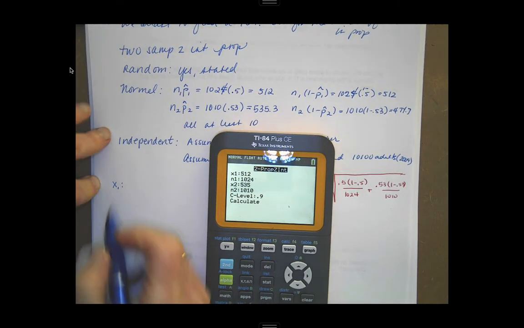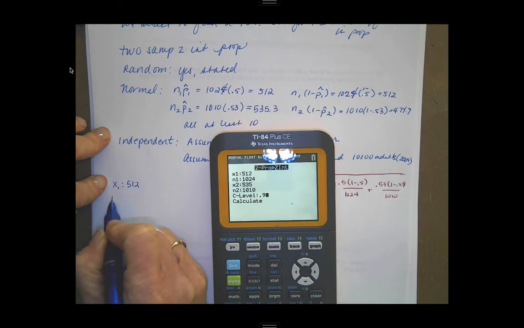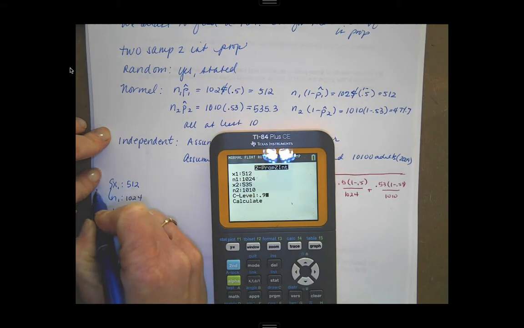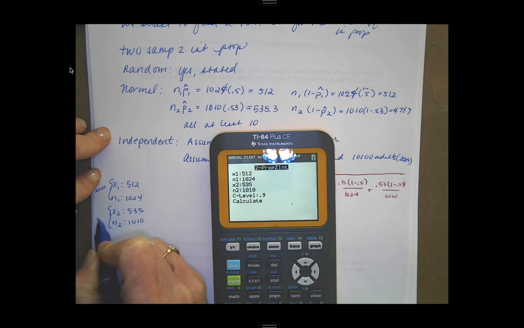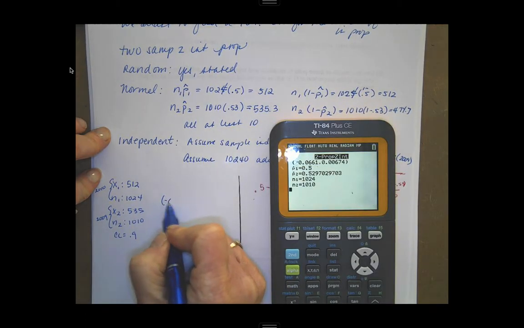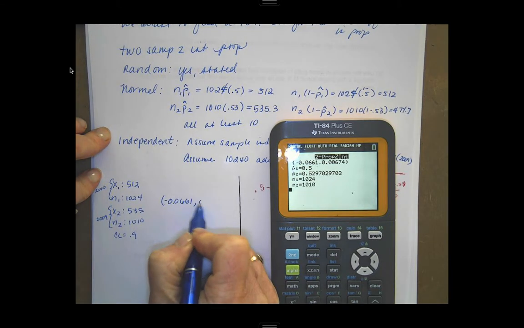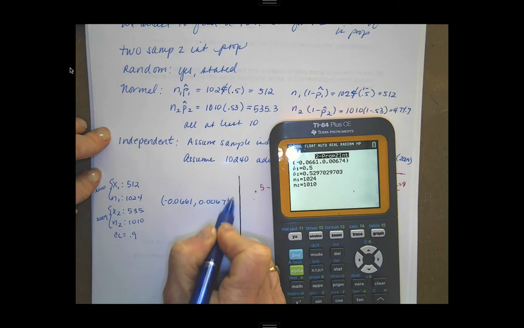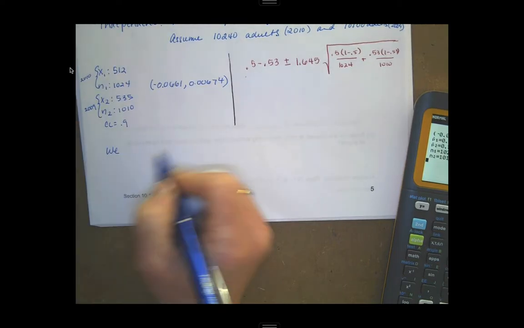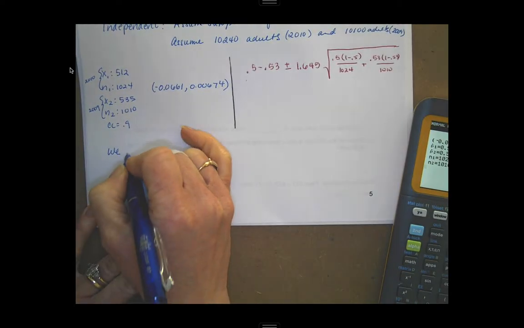I'm going to switch that to 0.9. Just like before, you're going to tell me what the inputs are. I'm going to label these here. So this is 2010. This is 2009. I'm going to hit calculate. Here's my interval. And then down here, I'm going to also talk about which way I did my difference.